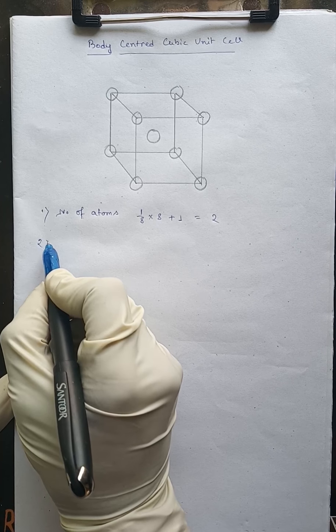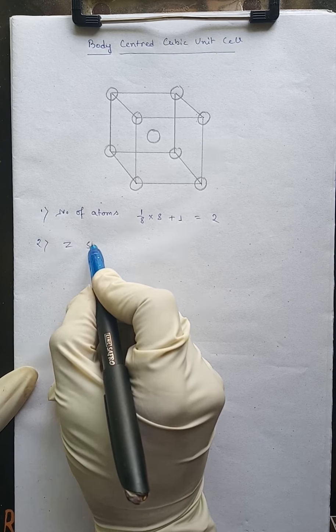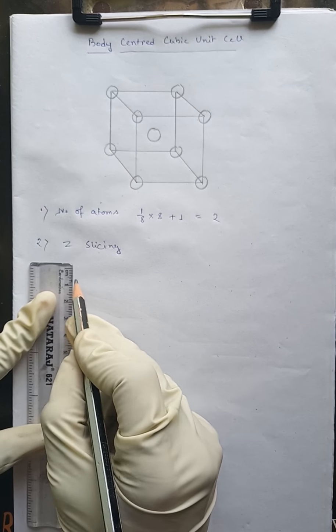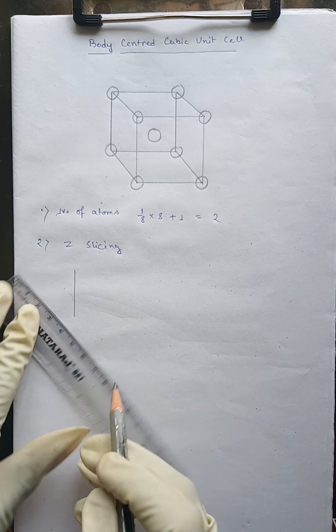Now the next point is Z slicing. That means you are taking some planes along z equals to 0, z equals to 1, z equals to half, because in case of this body-centered cubic unit cell, you will get atom in z equals to half.